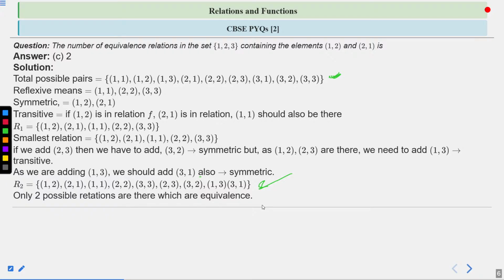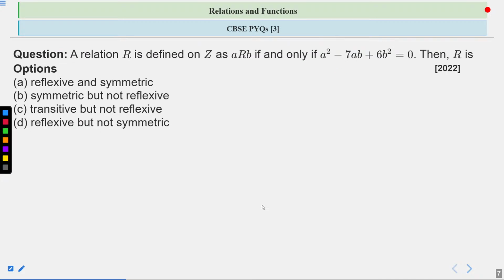Okay, let us move to the next question. The next question says a relation R is defined on Z. Z is the set of integers, right? We have defined the relation R on integers Z as A is related to B if and only if A squared minus 7AB plus 6B squared equals 0. Clear? Then R is, the options are: reflexive and symmetric, symmetric but not transitive, symmetric but not reflexive, transitive but not reflexive, reflexive but not symmetric, right?